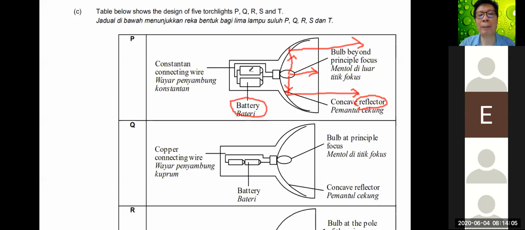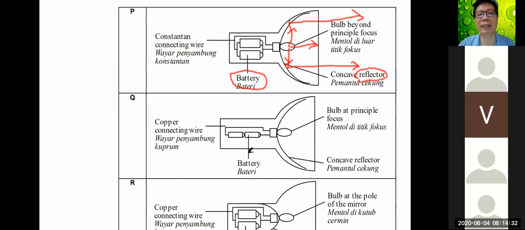So how to put the battery, parallel or series, so that the bulb will become brighter? Jia En, which one is better arrangement? Series will become brighter, more current, or parallel? Try lah, just try. Series? Yes, correct. This one is better.